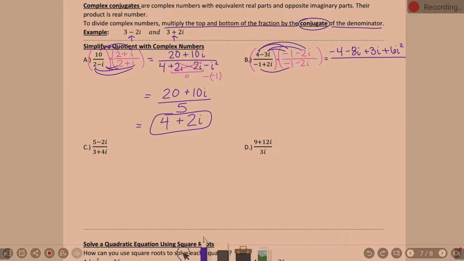Same deal with the denominator. Negative 1 times negative 1, positive 1. Negative 1 times negative 2i, plus 2i. 2i times negative 1, minus 2i. 2i times negative 2i, minus 4i squared.